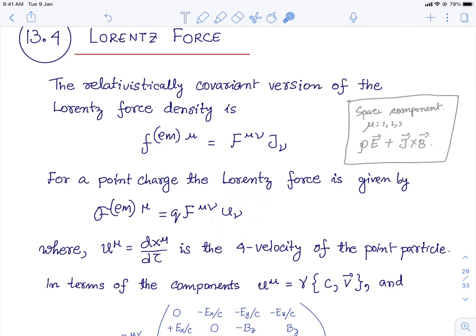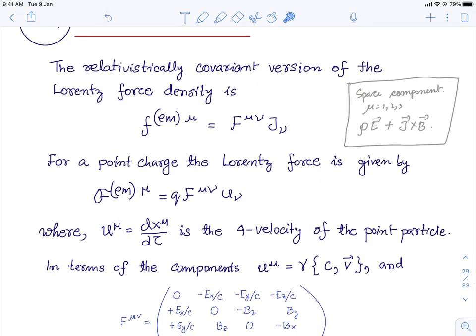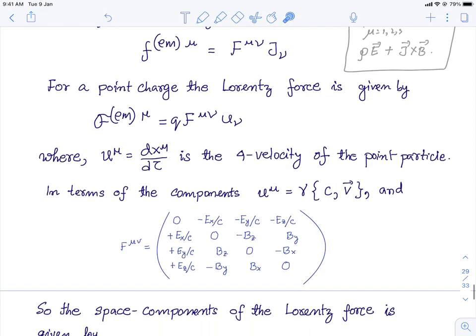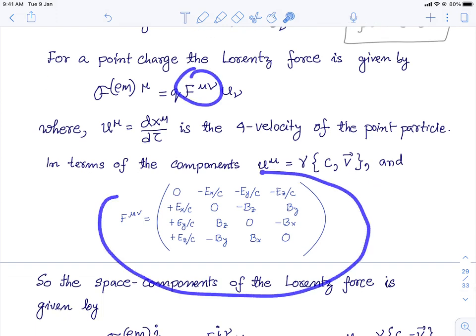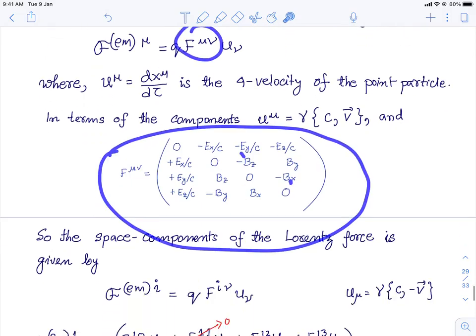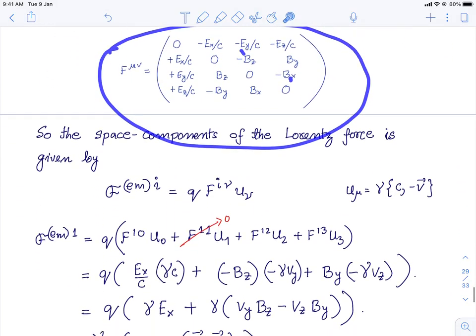Now this U is this 4-vector that we described in the previous video. It's the velocity 4-vector for the point charge. And if you remember, U takes this form if you write it out. Please see the previous lecture where we derived this. Now F^{mu nu}, again to remind you, has this form with the electric and the magnetic fields. So let's write the components out.